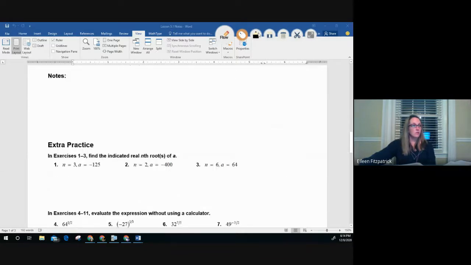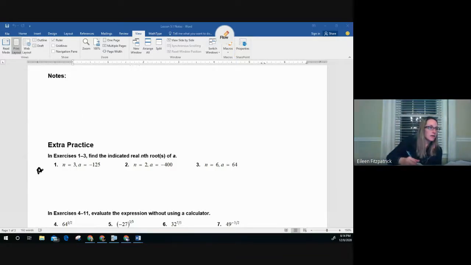So we're going to say n is odd, a is less than 0, therefore, these three dots mean therefore, there's going to be one real root, okay? So the way we write that is the nth root of a, or replacing it with the values, the cube root of negative 125.